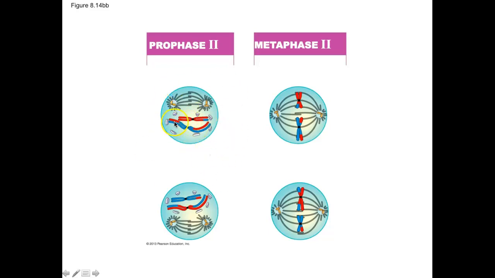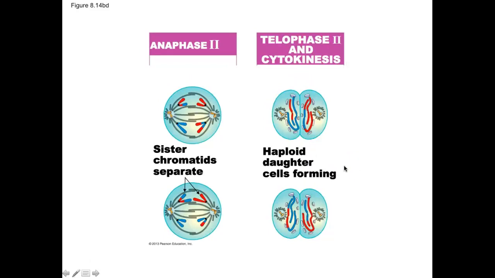So we have our sister chromatids attach to each other. We are breaking down our nuclear envelope. We are having our centrosomes moving to opposite ends of the pole. It's showing you two cells, because in meiosis 1, our one cell became 2. So in meiosis 2, we have 2 cells undergoing meiosis 2. Metaphase 2 is exactly the same as mitosis. Anaphase 2, again, exactly the same as mitosis, and then telophase 2.